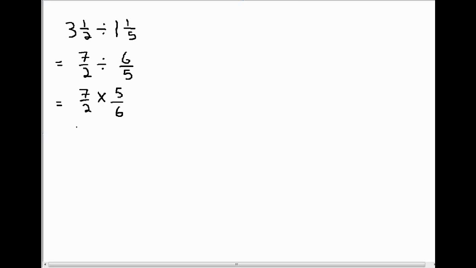Now when we follow our rules for multiplying here, we multiply straight across. 7 times 5 is 35. 2 times 6 is 12. We have an improper fraction here, so we'll change that to a mixed number. I think that's 2 and 11/12.